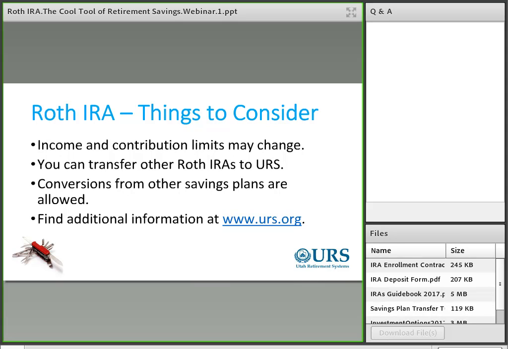So if that's you, if you have an outside Roth, yes, you can bring that over, and that applies to the other plans as well. Conversions from other savings plans are allowed. Again, those are listed on page 1 of the IRA guidebook. And for any additional information, all these publications are listed at urs.org.